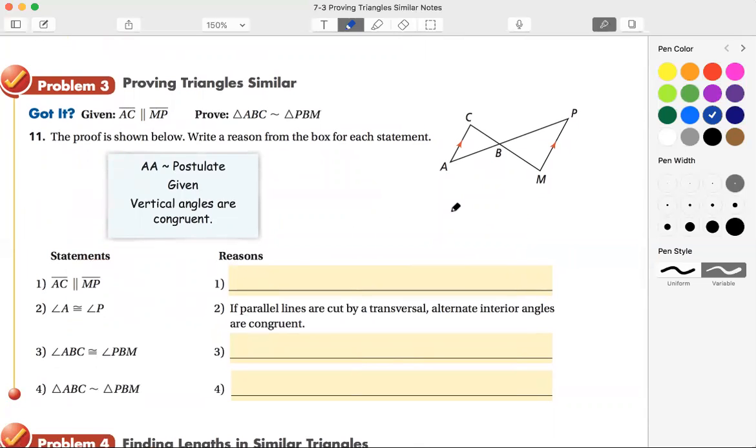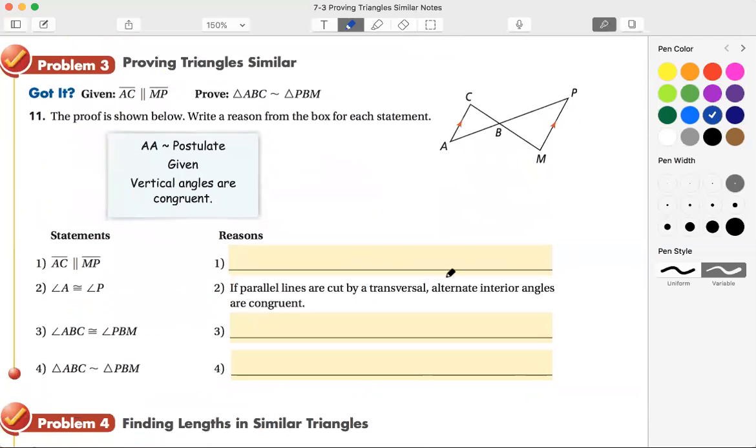The proof is shown below. Write a reason from the box for each statement below. How do I know AC is parallel to MP? That was given. How do I know angle A is congruent to angle P? When parallel lines are cut by a transversal, alternate interior angles are congruent. How do we know angle ABC is congruent to angle PBM? Vertical angles.